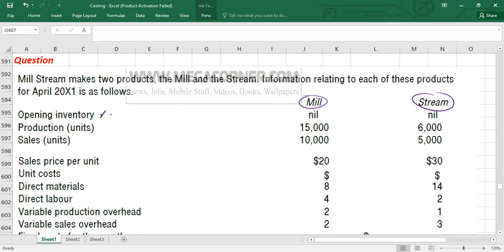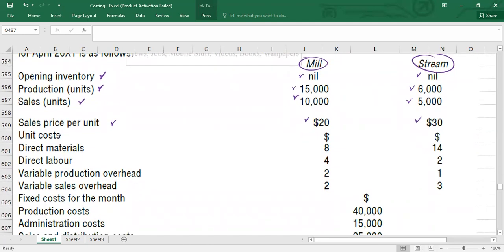We have opening inventory nil for both products. Production units are 15,000 and 6,000. Units sold are 10,000 and 5,000. And here we have a unit sale price of $20 and $30 for each product. And guys, if you look at what is written here, unit cost, this is actually unit cost.